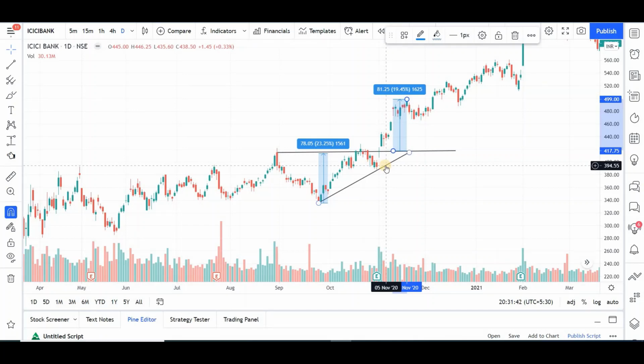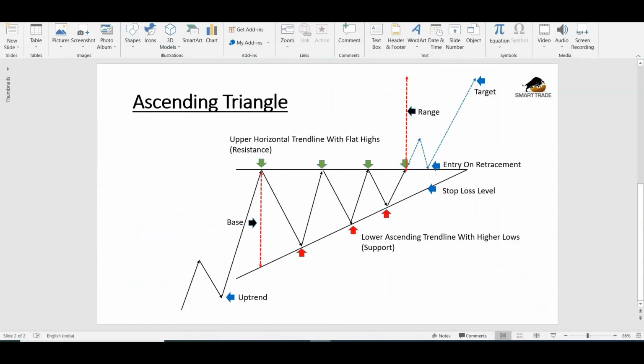Hope everybody understood this concept. I request each one of you to go back and do a lot of backtesting. This is a very powerful concept, ascending triangle. Tomorrow we will be discussing descending triangle, but for today, just focus on ascending triangle. See how it works. It's a very simple concept, and it is more related to price action, how the price action forms and why it is called ascending triangle.